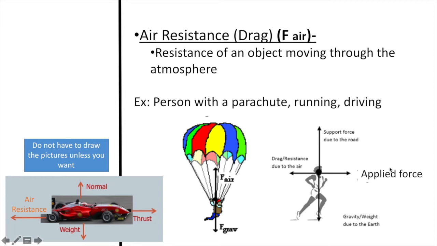Air resistance, also known as drag, which we will denote as F sub air, is the resistance of an object that is moving through the atmosphere. For example, if you had a parachute, you would experience air resistance going upwards while gravity is attracting you downwards. Even though you're running and it might not feel like it, you do experience some air resistance. In this case, you are pushing yourself forward while experiencing air resistance in the opposite direction. Again, here with the vehicle, we're experiencing thrust and air resistance in its opposite direction.